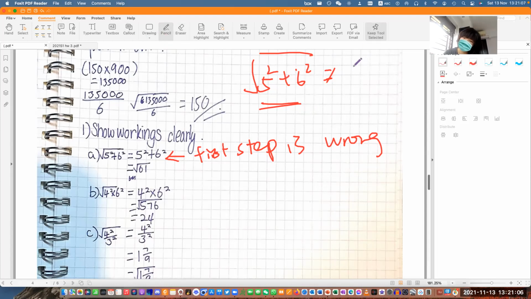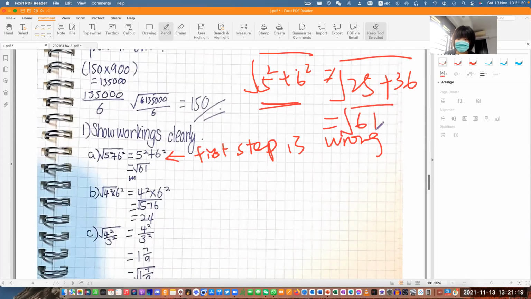So you write the square root. 5 squared is 25. 6 squared is 36. So you write like this. That's your first step. And of course, you combine these two, and then you get square root 61. And once you get square root 61, that's the answer, right?